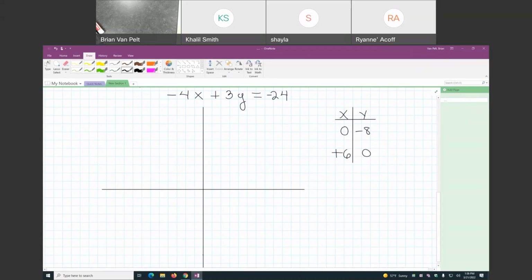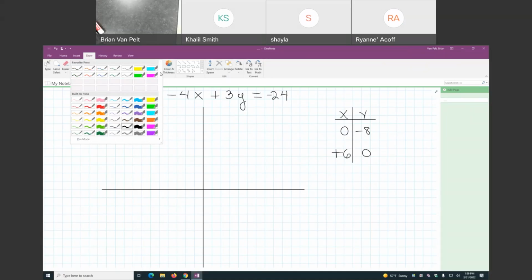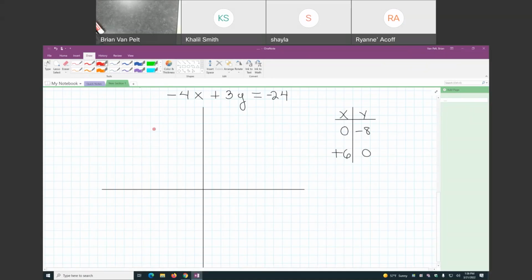I think, in fact, that's too bad. That might be just right. 1, 2, 3, 6, 7. Put my dot there. Now I've got that one. Now the other one was 6, 0, so it's going to be 1, 2, 3, 4, 5, 6. So I got my point here.